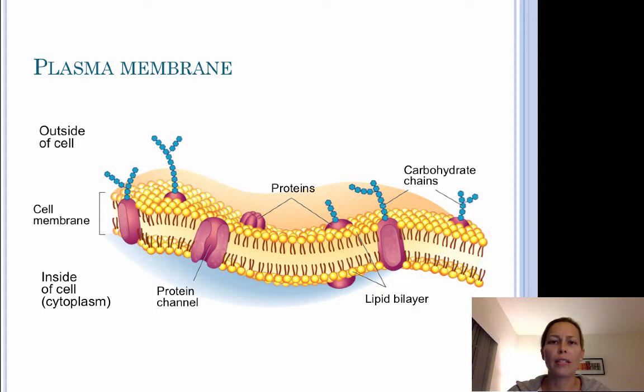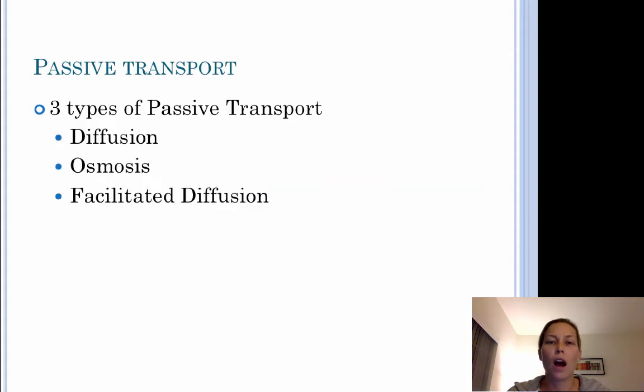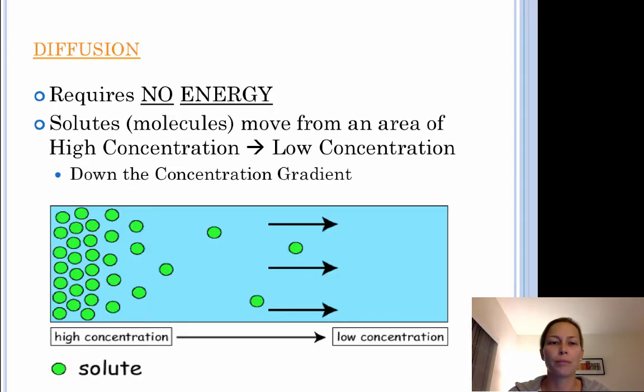Let's take a look at the three types of passive transport. There are three types of passive transport. There is diffusion, osmosis, and facilitated diffusion. Now when we're talking about diffusion, we're looking at solutes or particles. With osmosis, we're specifically looking at water. And in facilitated diffusion, we're looking at slightly larger molecules moving through a transport protein. And we're going to take a look at each of these three right now.